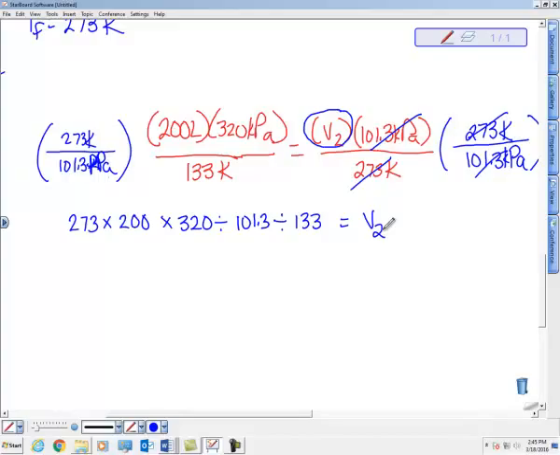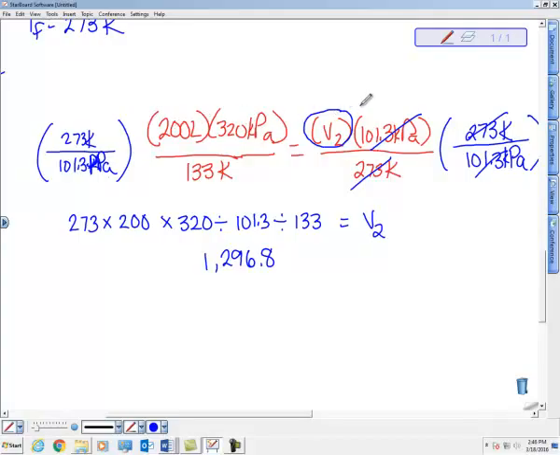273 times 200 times 320 times, wait, sorry. Divide by 101.3. And then divided by 133. There we go. I'm going to double check my answer. 273 times 200 times 320 divided by 101.3 divided by 133. Okay. Looks like I got 1,296.8, and it keeps going.